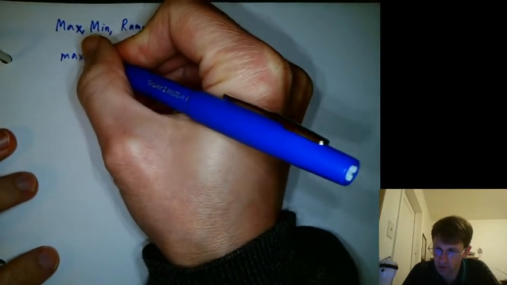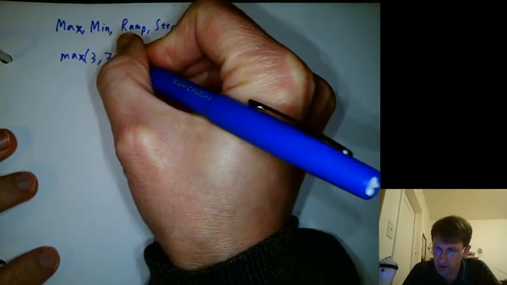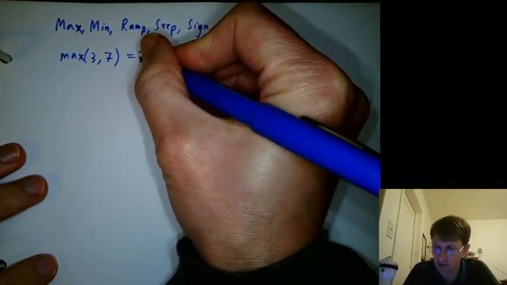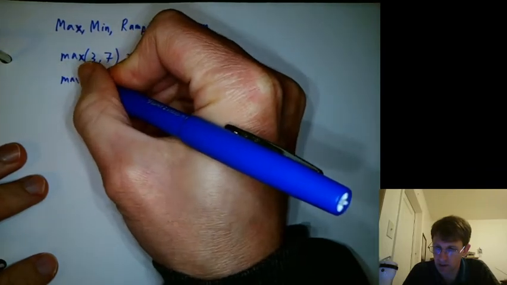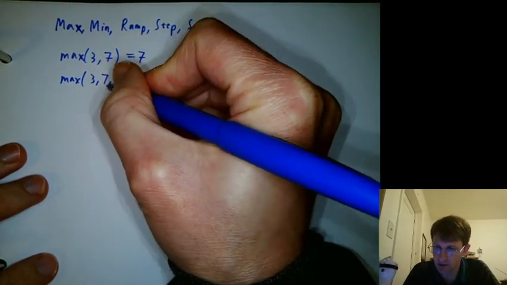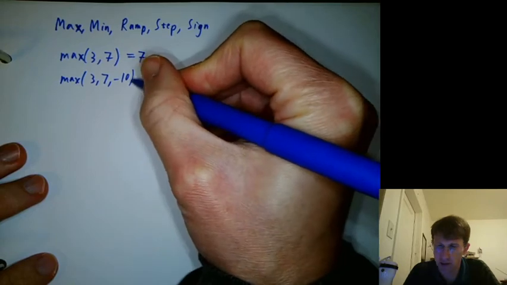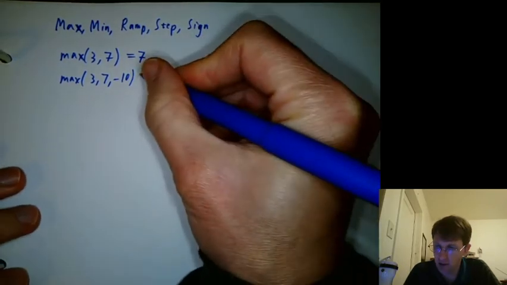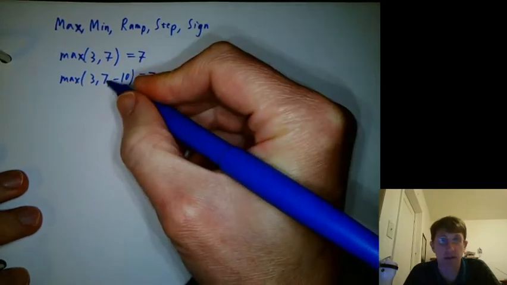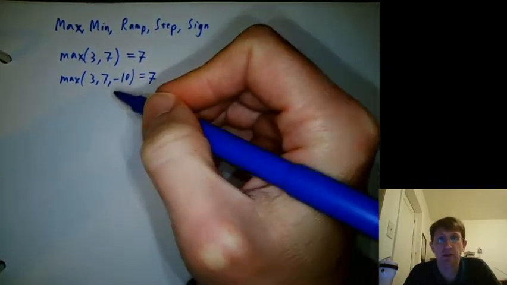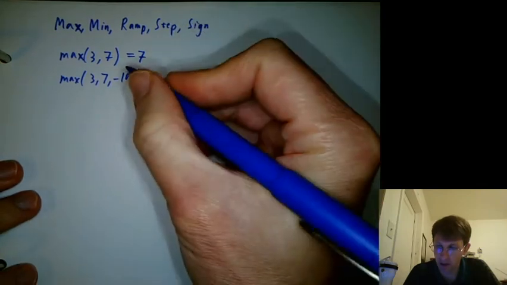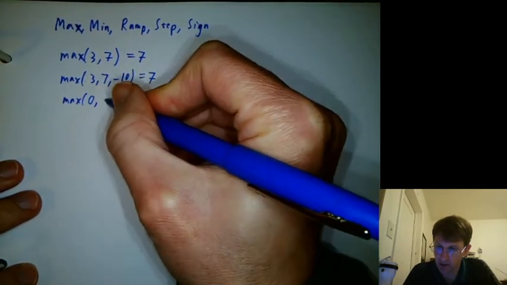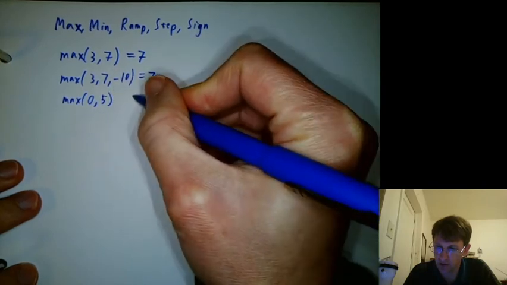If I just said, what's the max of 3 and 7, you'd say, well, 7 is bigger than 3, so the max of 3 and 7 is 7. How about the max of 3, 7, negative 10? Well, you can take the max of more than just two numbers at a time. This would still be 7 because 7 is bigger than negative 10. It's what's closest to positive infinity. That's the max.